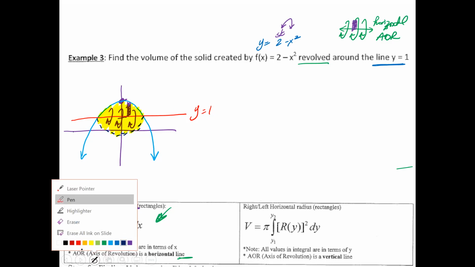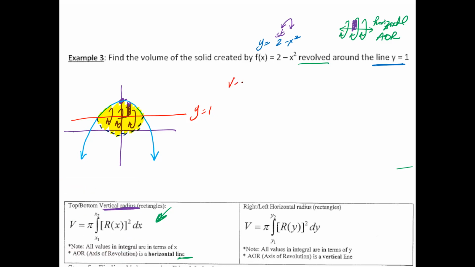So I already established that I'm going to be using the first equation. So volume equals pi, and it's from 1. And if I look at this, what is my upper and lower bound? Well, unlike the other two examples, this one actually doesn't tell me that. So how do I find the bounds? Well, you need to find the intersection.